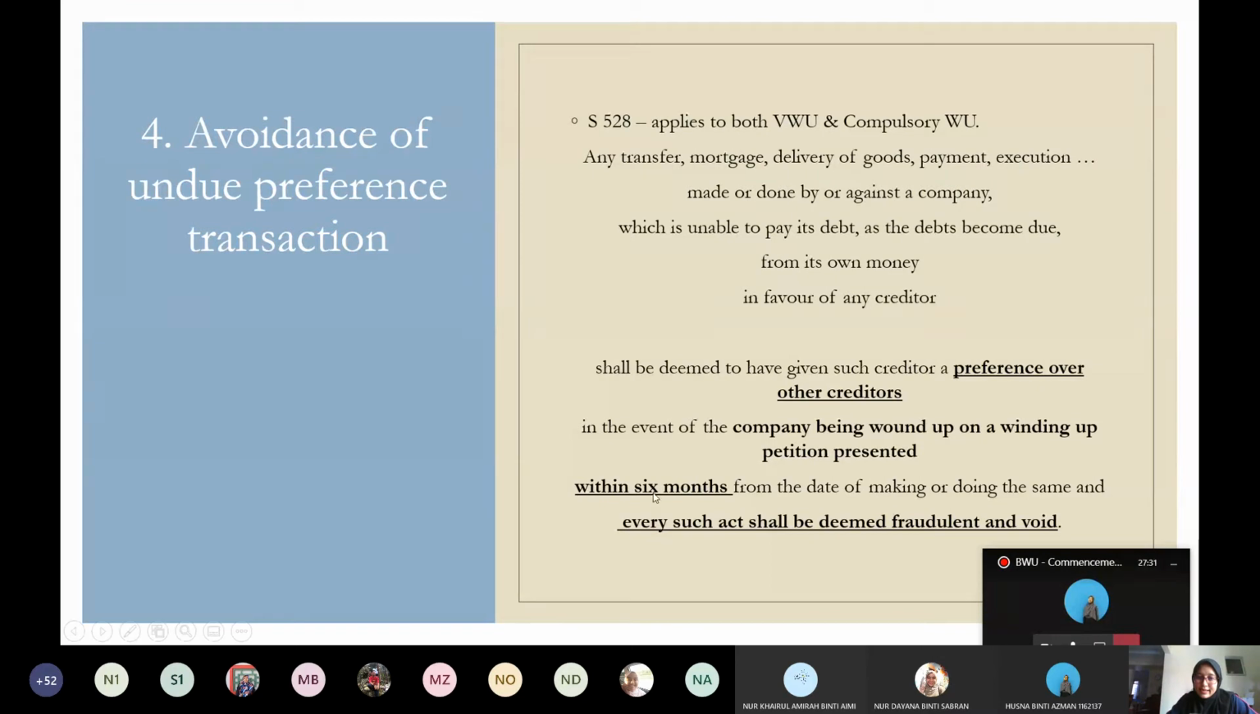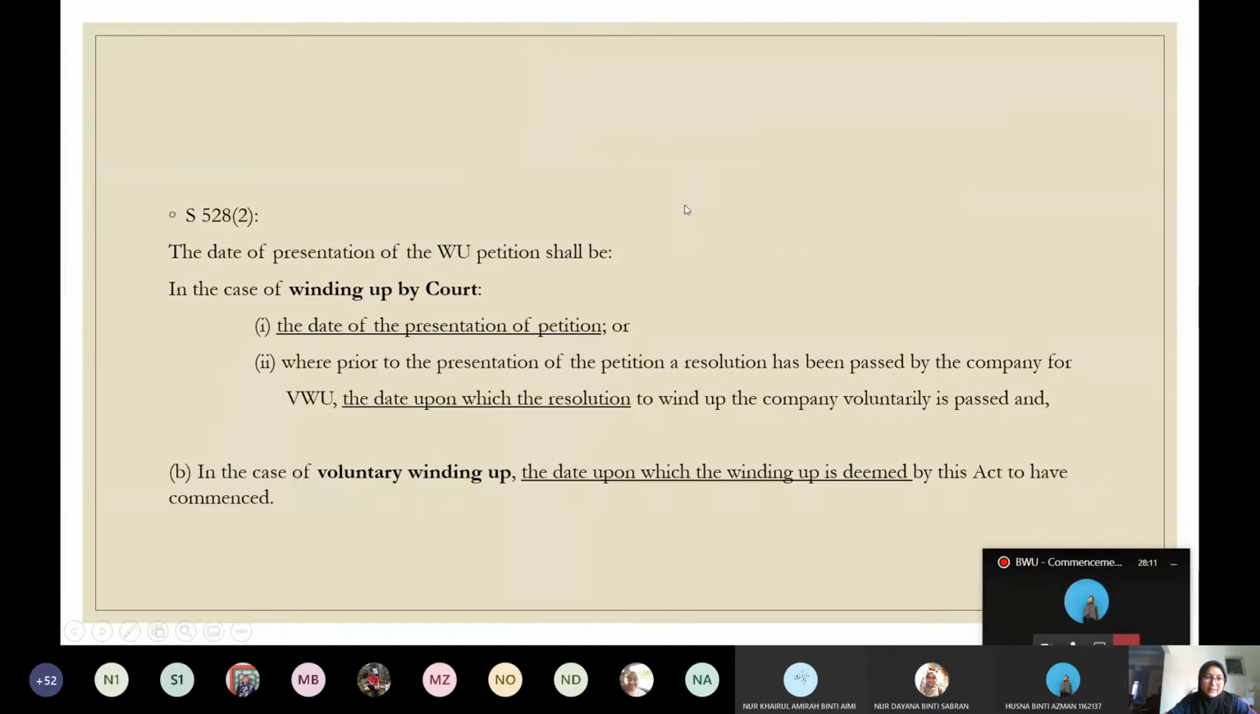Okay, the timing is within 6 months from the date of making or doing the same, and every such act shall be deemed fraudulent and void. So that is the provision. So the general idea is that any transaction, like paying money, transferring property, even mortgage, security such as signing of a mortgage, providing security to the creditors, would be void under the law if it is made within 6 months. Alright, so that is the fourth implication of the law.